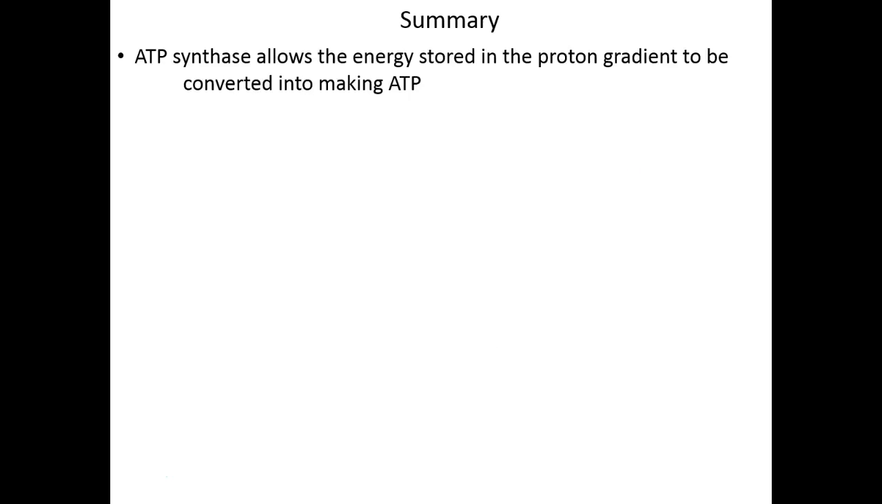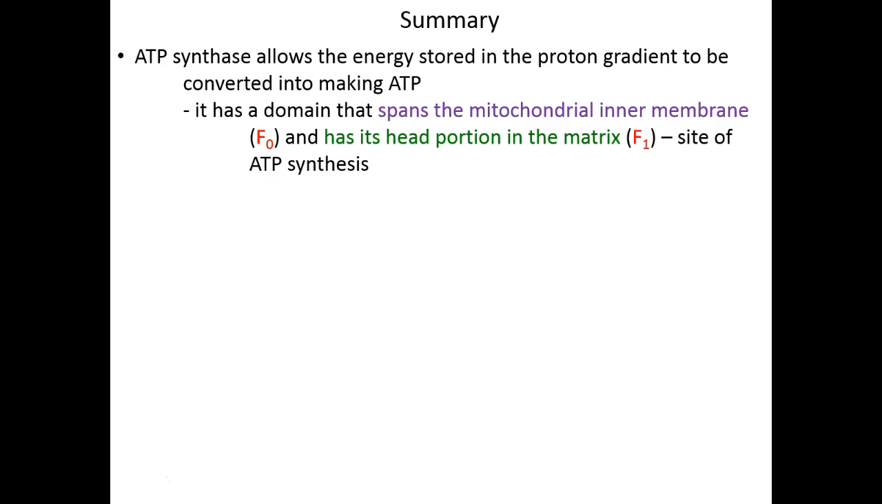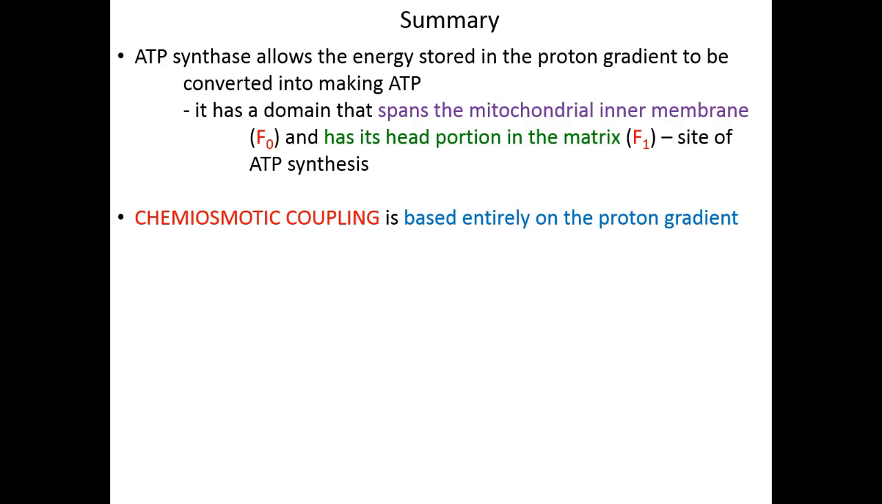In summary, ATP synthase allows the energy stored in the proton gradient to be manifest into the production of ATP. And it does so with protons flowing through the F0 region of ATP synthase. That's our proton channel. And as that F0 region spins, it perturbs or causes conformational changes in the head region of the F1 region of ATP synthase.